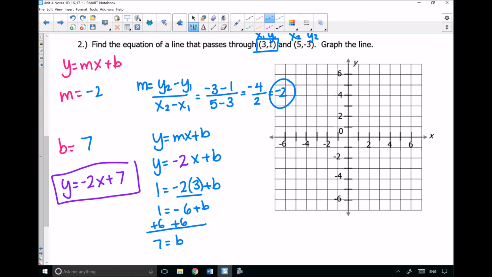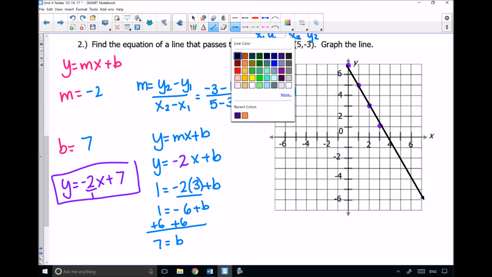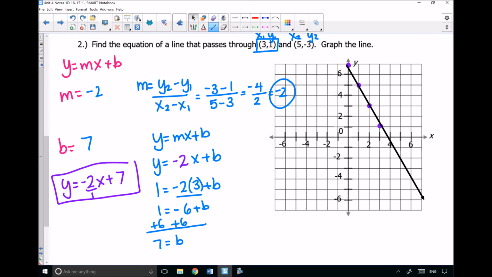Okay? So let's go ahead and graph this out and see if it really goes through these points. So I know it starts at 7 because that's my y-intercept. And my slope is -2 over 1. So it's going to go down 2 and to the right 1, down 2 to the right 1. And I'm just going to keep going down 2 and to the right 1. Then I'm going to connect my dots with a line. So my line will look like this. Okay? And I'm going to make sure that my line has arrows on the end of it.